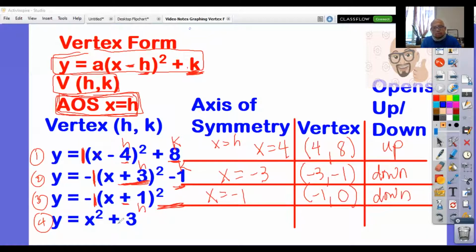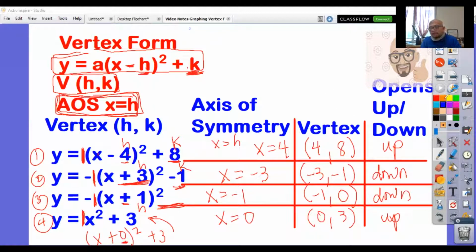Here, x squared plus 3. There is no parenthesis here. That means it's technically x plus 0 squared plus 3. This is how you can rewrite this problem. So in this case here, what's the value of h? h is 0. 0 is not a negative nor a positive, so x is equal to 0 only. And if that's 0, the vertex is 0, comma, 3. And since this is positive 1 there, that opens upward. And that's how you find the vertex and axis of symmetry.